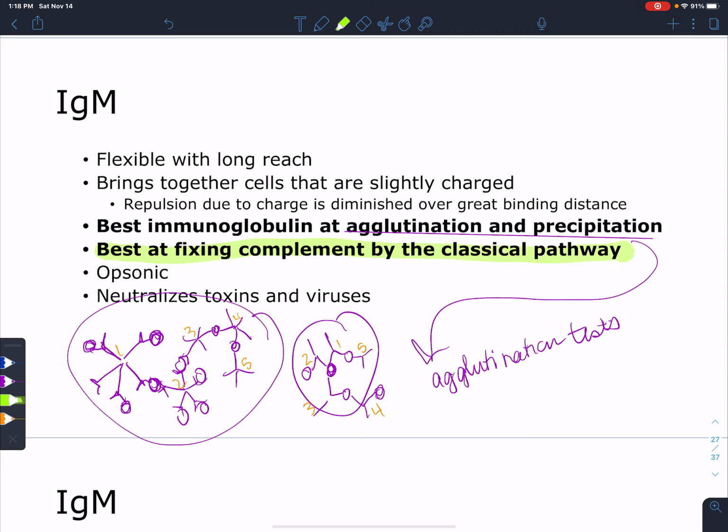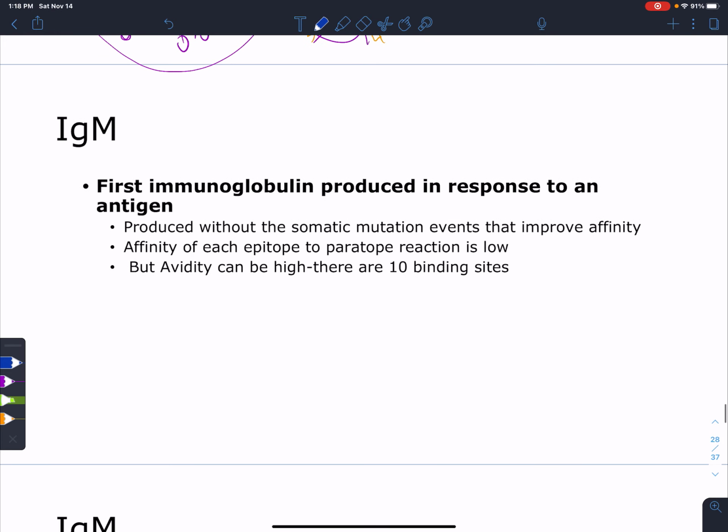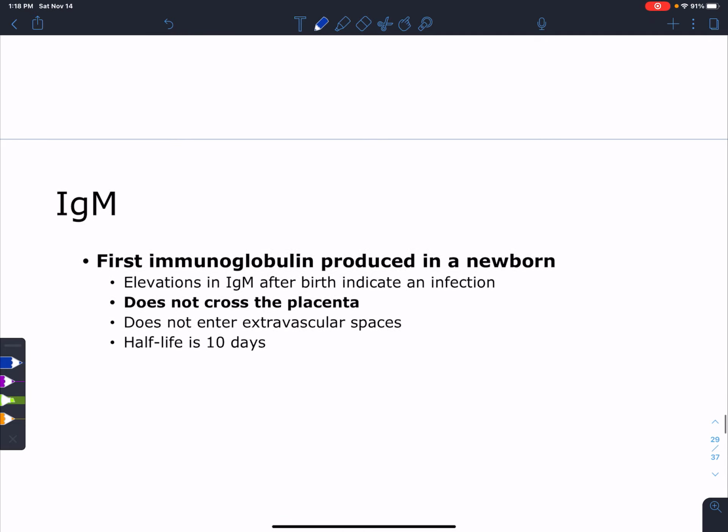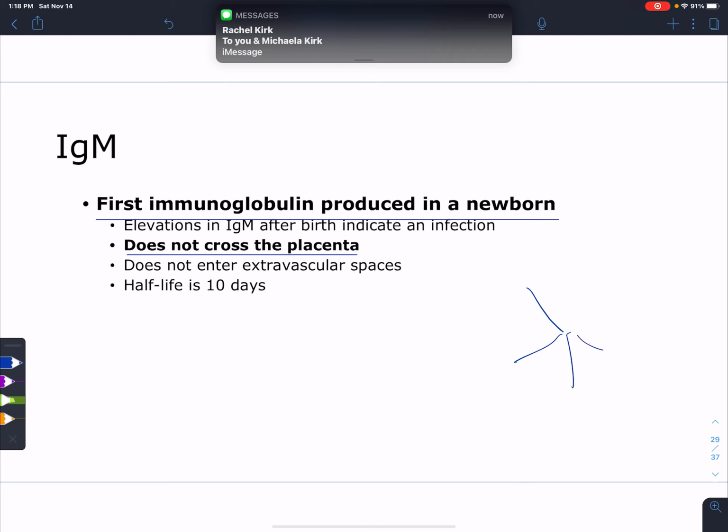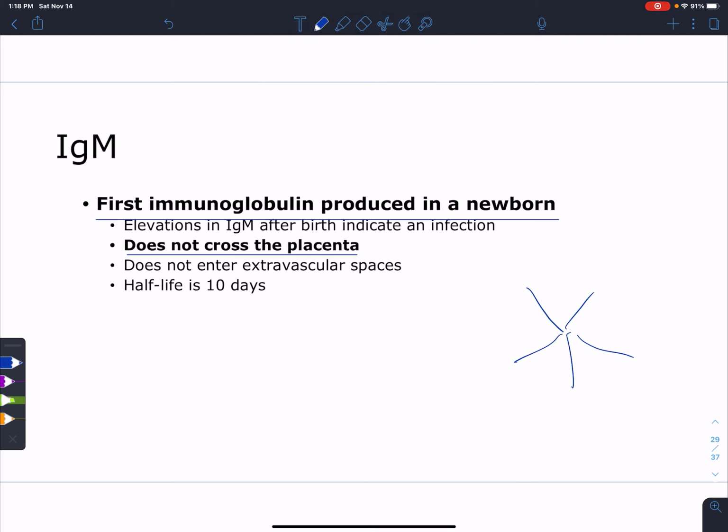We're going to remember this: he is very good at fixing complement. So if he fixes complement, he's going to cause the lysis of those cells. Here you can see again, he is our first immunoglobulin produced. First one produced in a newborn. It does not cross the placenta. It is so big, it doesn't cross the placenta. That's important to remember.